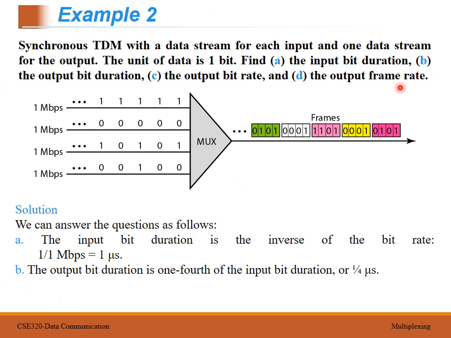For the second question, we have to find the output bit duration. The output bit duration is 1 by nth of the input bit duration. Here the input bit duration is 1 microsecond. So the output bit duration will be 1/4 of the input bit duration, or 1 by 4 microsecond.